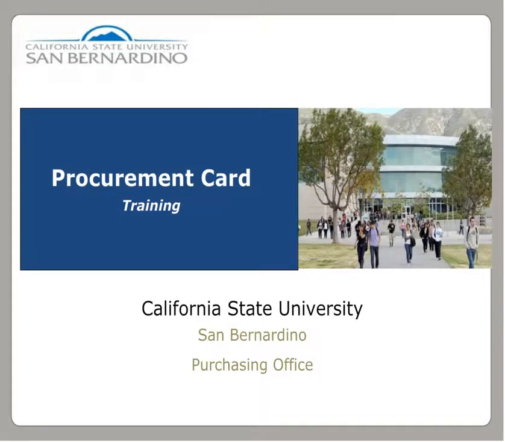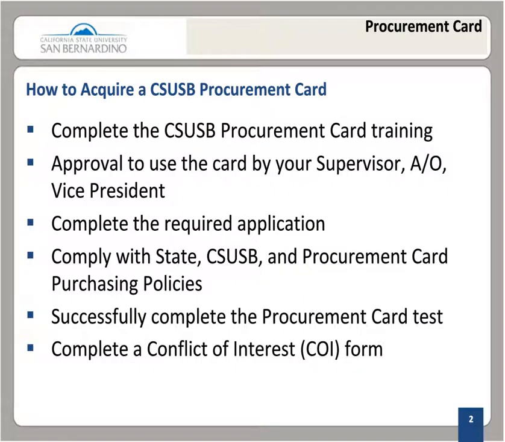Welcome to the California State University San Bernardino Procurement Card Training. This training is provided by the Campus Purchasing Office. In this training, we will provide instructions on how to acquire the procurement card, share with you the guidelines that are required of card holders, and how to view and reconcile your statement using the PeopleSoft system.